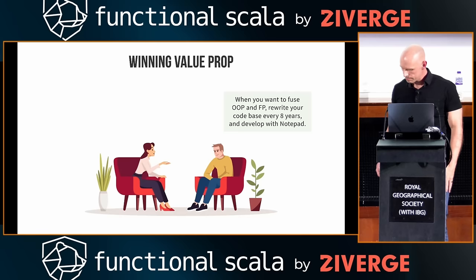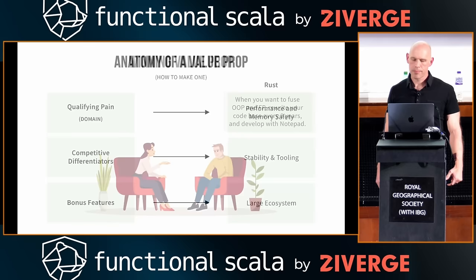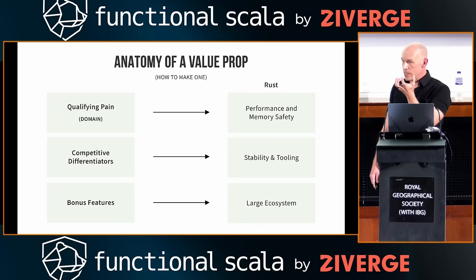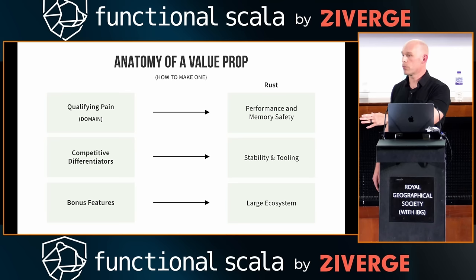So what I wanna do in wrapping up is talk about the anatomy of a winning value proposition and explain a bit about why I think it matters. First off, a winning value proposition is going to have a qualifying pain that is going to define the domain of potential businesses and use cases that it targets. And in the case of Rust, it's performance and memory safety. That's it. Performance and memory safety. If you want both, you are in the target market for Rust.